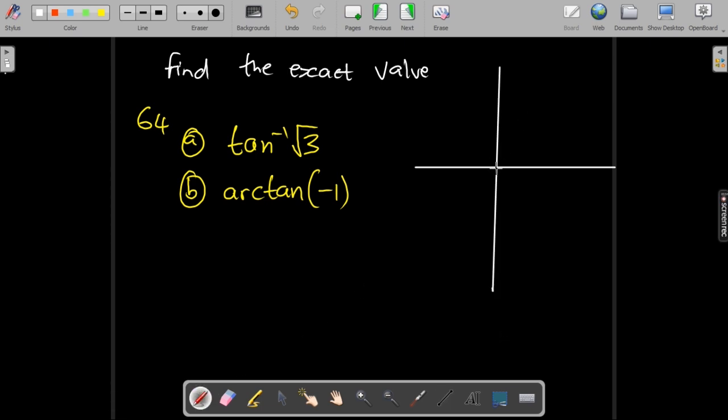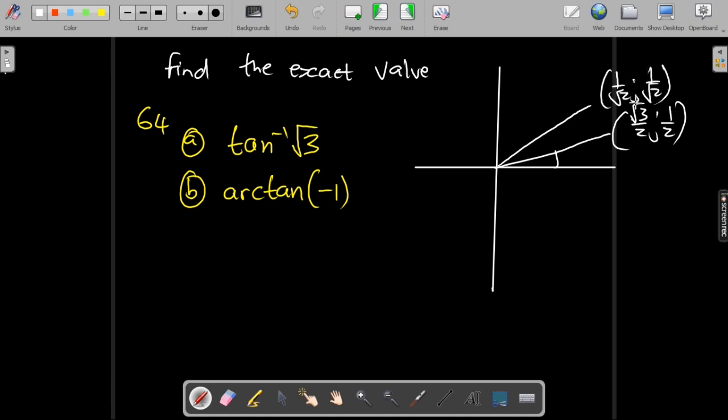So let's count up. Let's start at pi over 6. Cosine, the x, would be square root of 3 over 2 at pi over 6, and sine would be a half. Then at pi over 4, they'd be equal. At pi over 3, we now have square root of 3 over 2, and so it's the other way around. We now have a half and square root of 3 over 2 there.